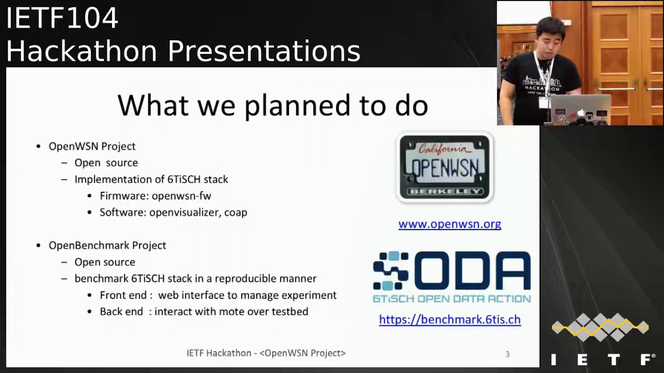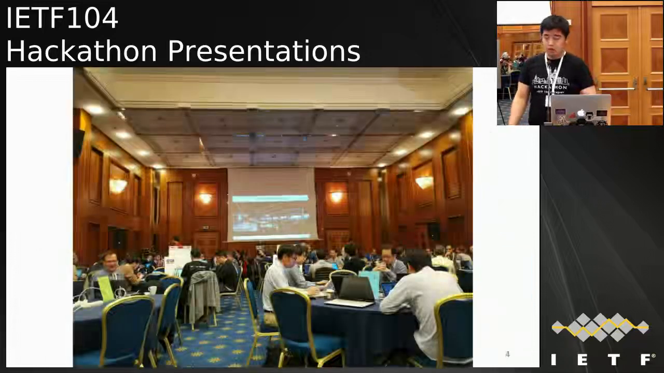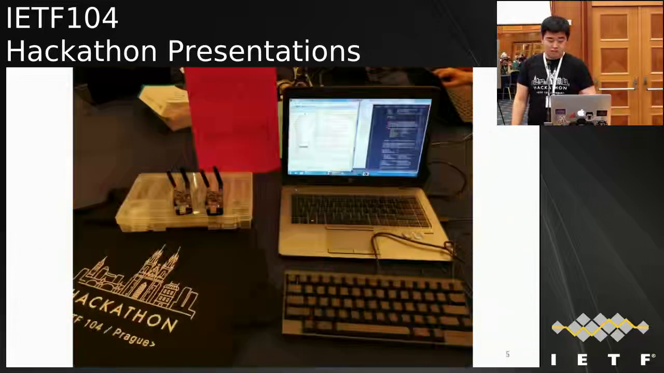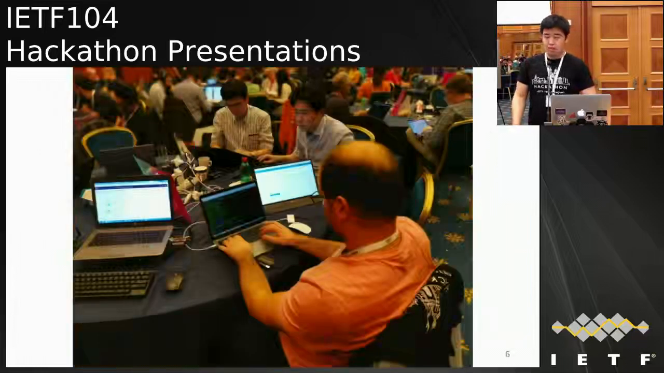It contains two parts. The front end is a web interface which can manage the experiments, such as start or terminate experiments, and the backend integrates with the mote over testbed to get the KPI performance. So this is how we started yesterday, and this is what our table looks like. And this is my colleague, who is working hard there.